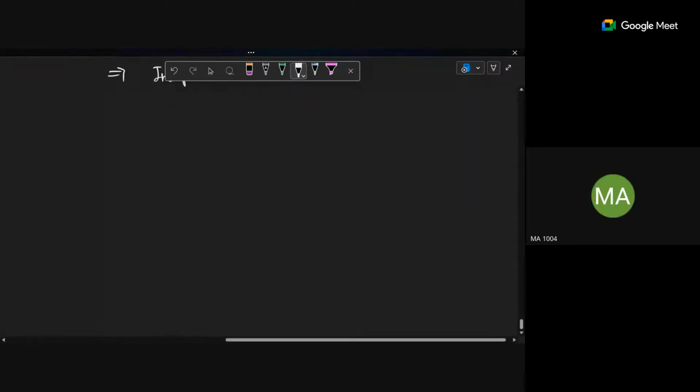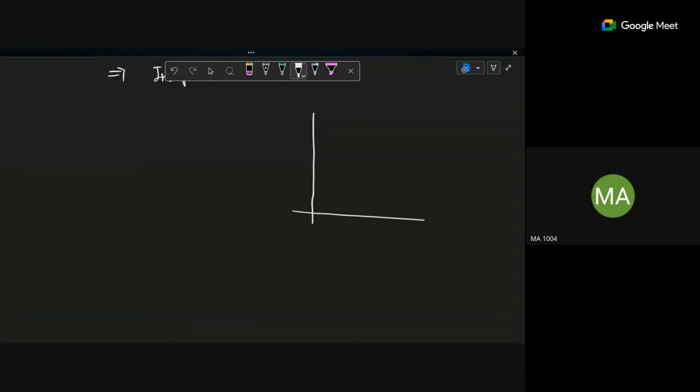So how will we do it? Our PDF is e to the power minus (x plus y). It will not affect that much because we know the range for x will be 0 to infinity, and y will be 0 to infinity, right? So whatever the graph is, in this whole first quadrant, just draw x equal to y. You know the exponential graph, right?